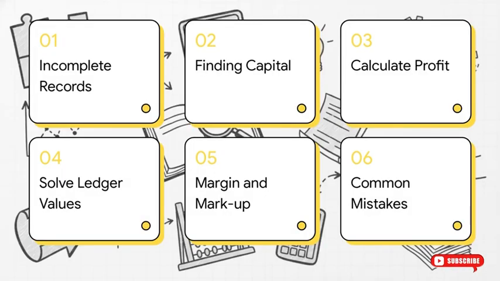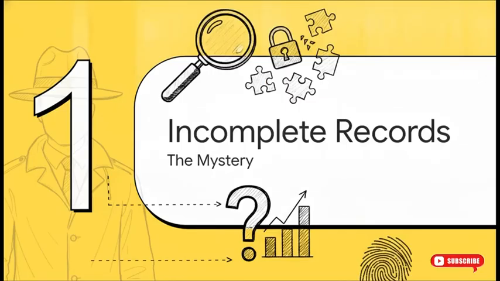Let's do a quick run-through of our agenda, basically our investigator's toolkit for today. We've got 6 exact sections to help crack this case. Section 1, the incomplete records mystery. Section 2, finding capital with affairs. Section 3, calculating profit or loss. Section 4, solving missing ledger values. Section 5, decoding margin and markup. And finally, Section 6, common mistakes to avoid. Let's get to it. Kicking things off with Section 1, the incomplete records mystery.